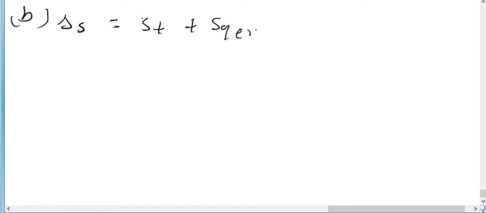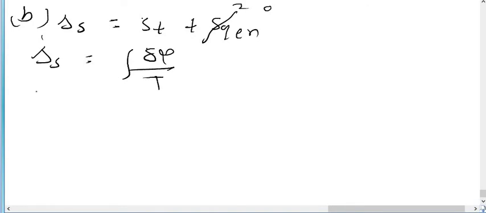Then B, we are asked to find the entropy transfer in the thermal reservoir. So dS is equal to the S transfer plus the entropy generated. In the thermal reservoir, a reversible process occurs, so no entropy is generated. So dS is equal to the integral of dQ over the constant temperature.